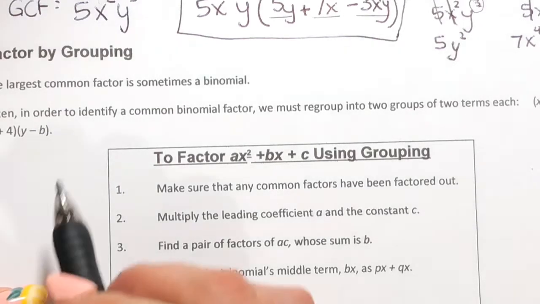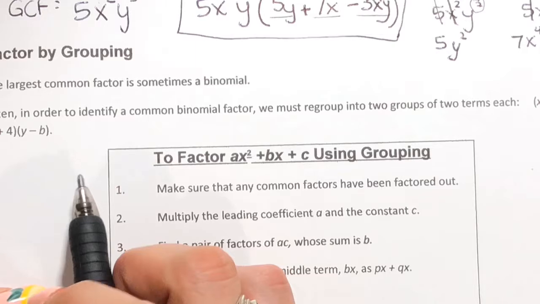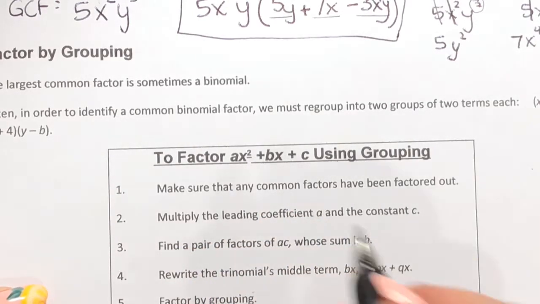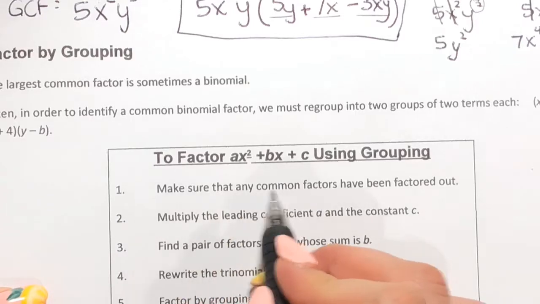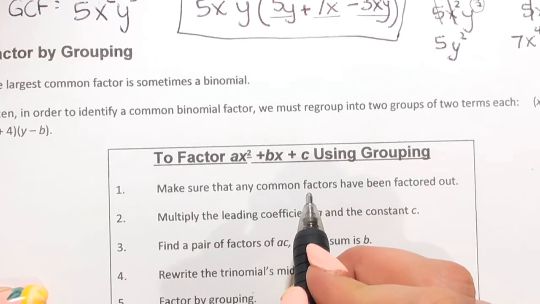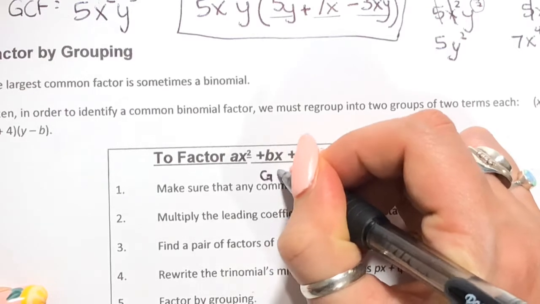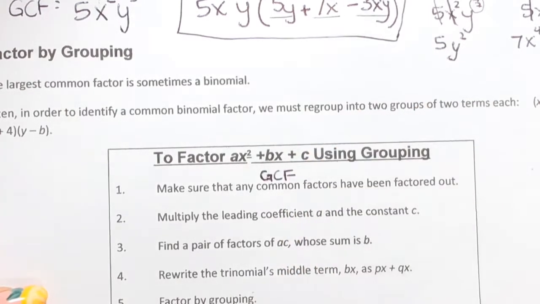When you do factor by grouping, here are the steps you're going to do. First, you want to make sure that if there are any common factors, they've been taken out. That's your greatest common factor. That's always going to be the first step, no matter what method you do. If there's a greatest common factor, you want to take it out. And that actually will make the problem easier for you. So it's a step worth doing.